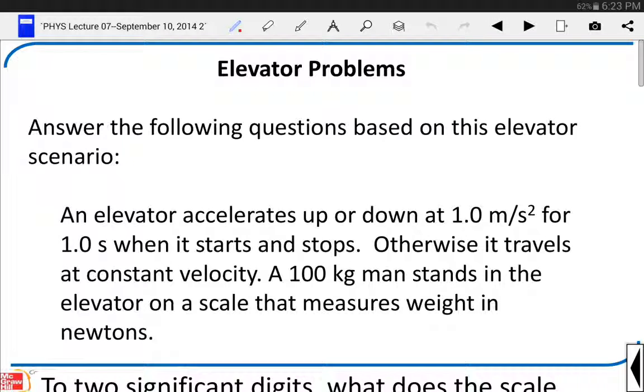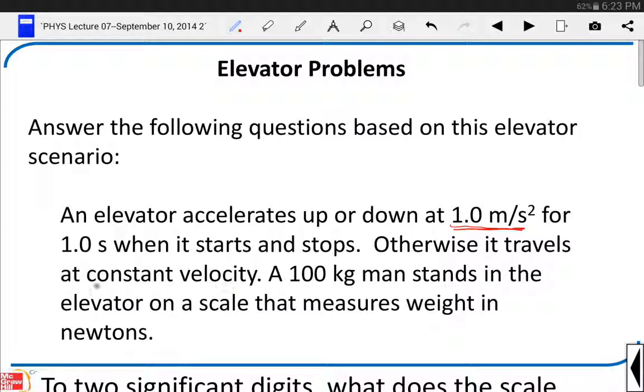Now, I have here a very standard Newton's second law problem, a problem with somebody in an elevator. So we have an elevator, it has some rules here. It accelerates with an acceleration of 1 meter per second squared when you start moving. It's only for a short time, so I put here for 1 second, and then it travels at a constant velocity. Now, it doesn't specify what the acceleration is when it's traveling, but it says constant velocity.